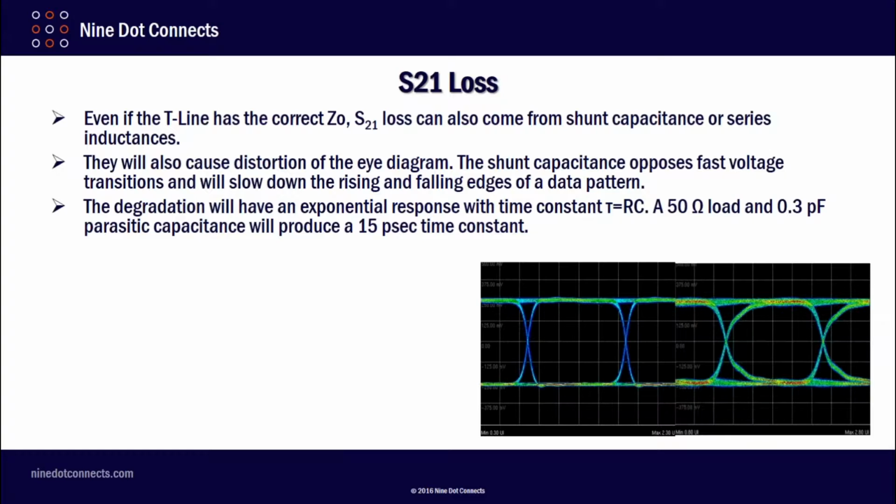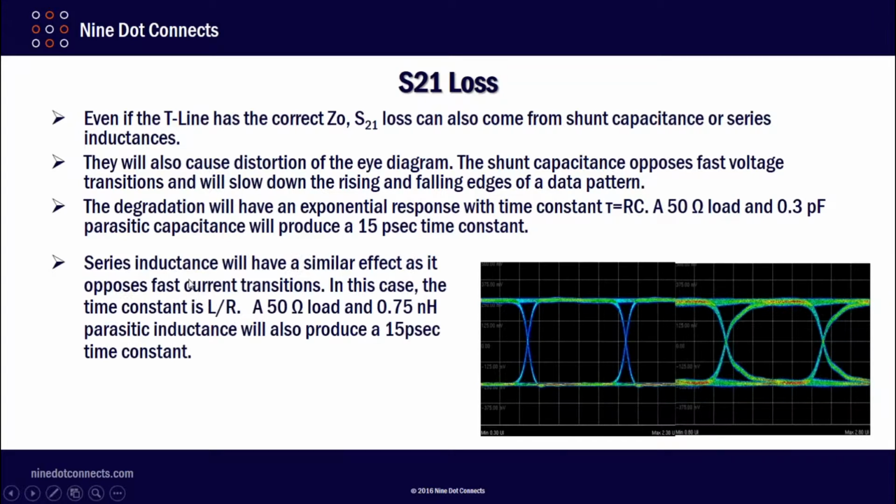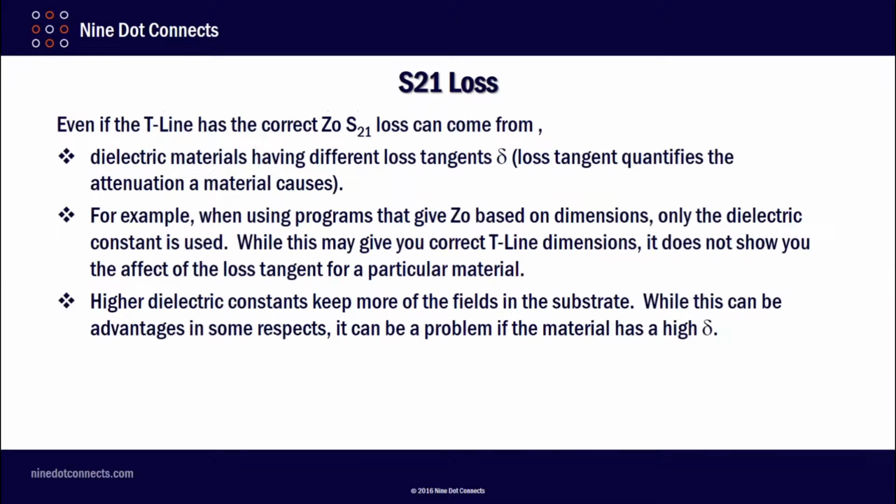So let's take a 50 ohm load with a 0.3 picofarad parasitic capacitance that produces a 15 picosecond time constant. You can see that effect right here. A series inductance will have a similar effect as it opposes fast current transitions. In this case, we took the same 50 ohm load and we put a 0.75 nanohenry parasitic inductance. It produces the same 15 picosecond time constant.